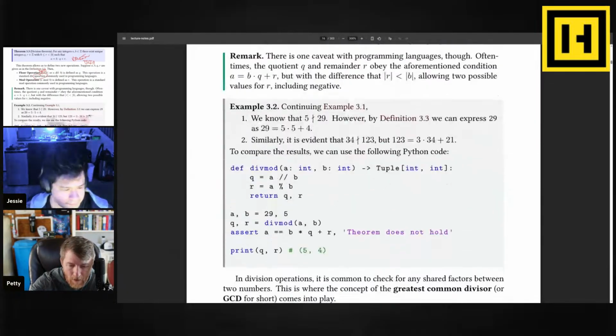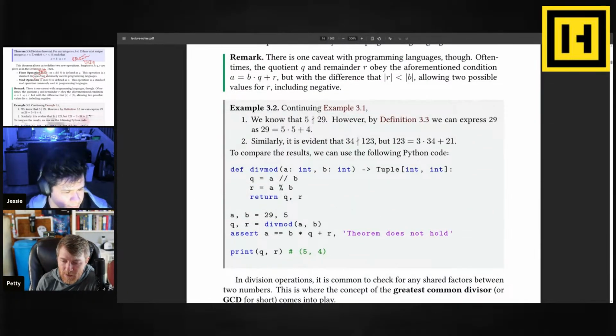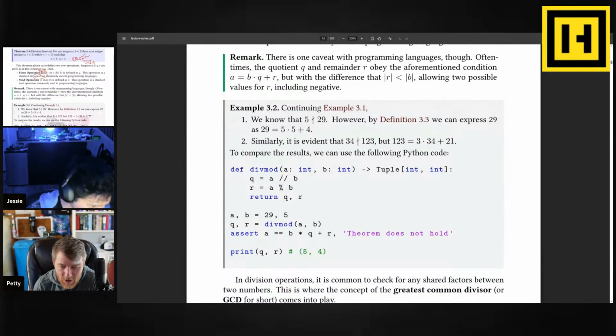Remark. There is one caveat with programming languages, though. Oftentimes, the quotient Q and remainder R obey the aforementioned condition A equals B times Q plus R, but with the difference that the absolute value of R is less than the absolute value of B, allowing 2 possible values for R, including negative. Okay.